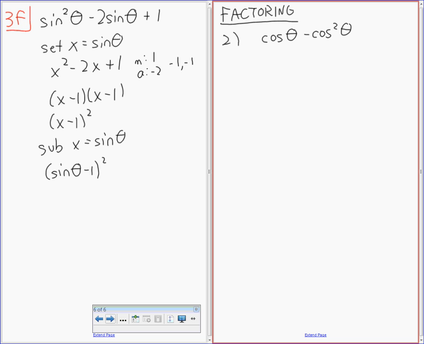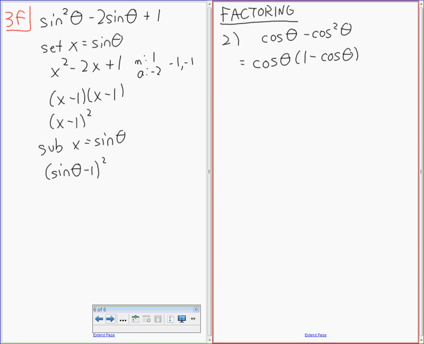Right, not quite difference of squares because cos can't be square rooted. Well, it can be, but I don't want to go there. Excellent, very good. Okay, so something like this you should have seen on your assignment. Something like that you would definitely see on your assignment. That's the second type of factoring.